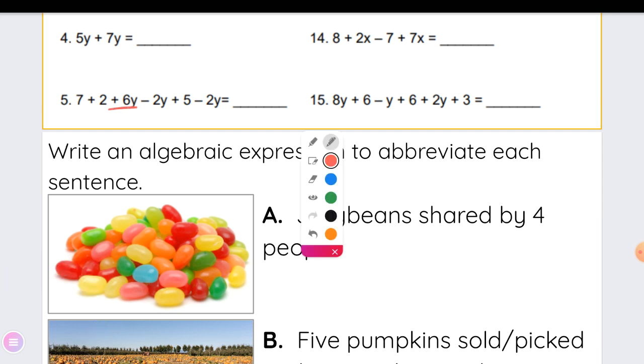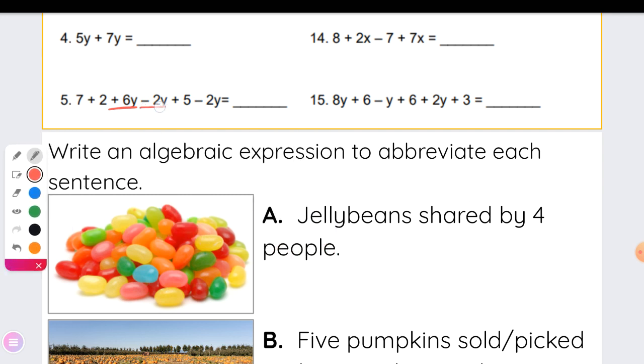So we have 6y minus 2y. Sophia, what is 6y minus 2y? 4y minus 2 more y's. 2y, good job. So we're left with 2y. Now we have to work with our constants. Naomi, what is 7 plus 2? 9. Plus 5. 14. So we have 2y plus 14 is that simplified version.